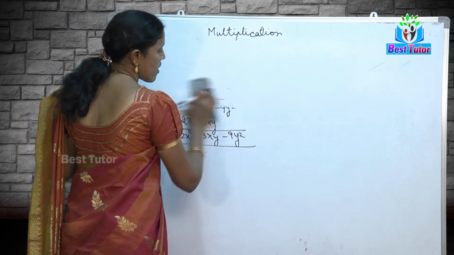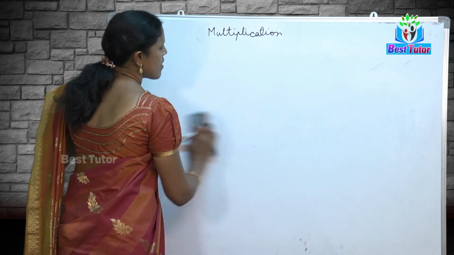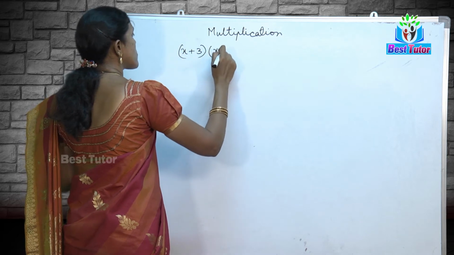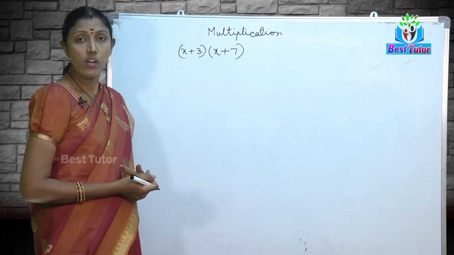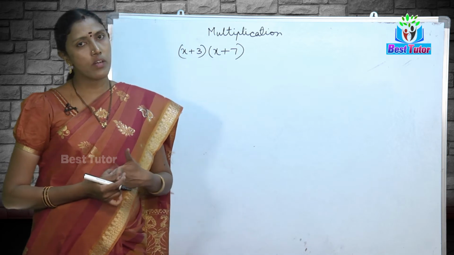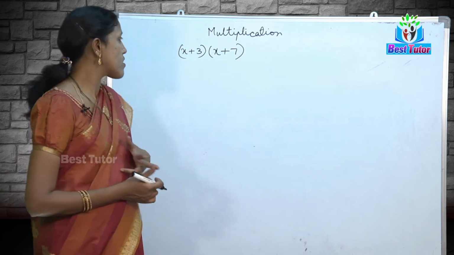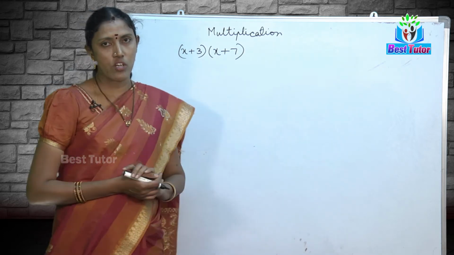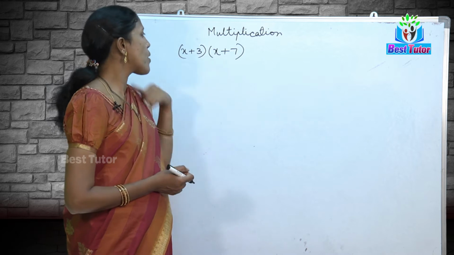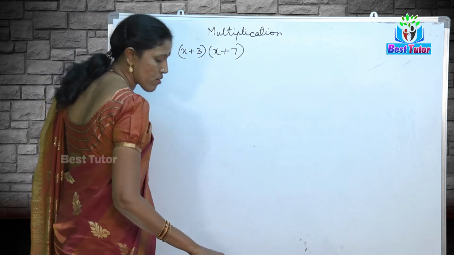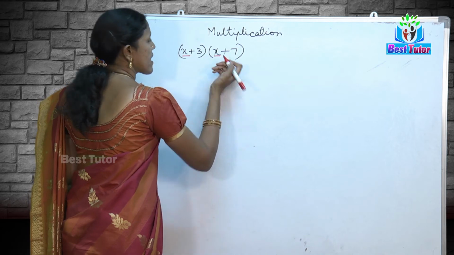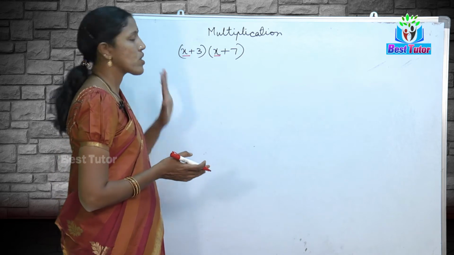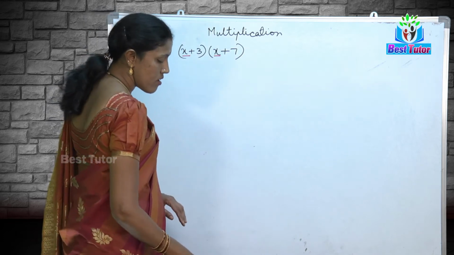Now if the question is like this, x plus 3 into x plus 7. These two are two binomials. We can apply FOIL method or vertical method to find the solution, right? Now I am going to give you a direct formula which will be applicable for such questions where we observe a particular property or quality in this question. X, both the binomials have the same first term. For such particular examples we have some formula to be applied.